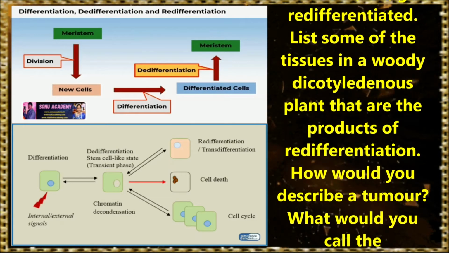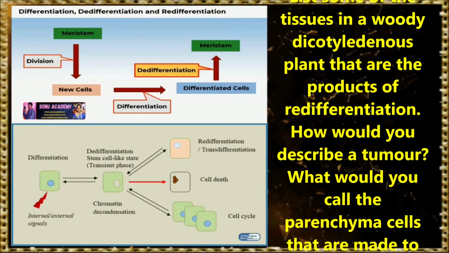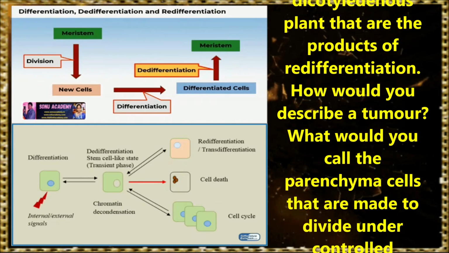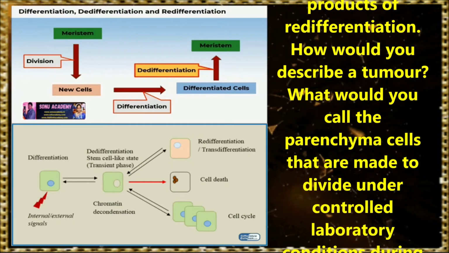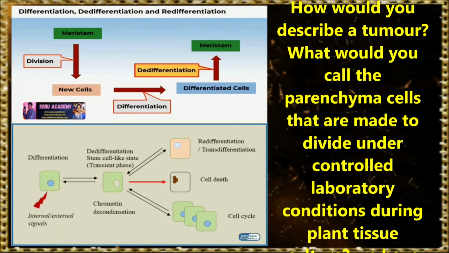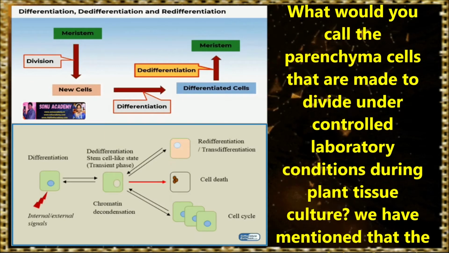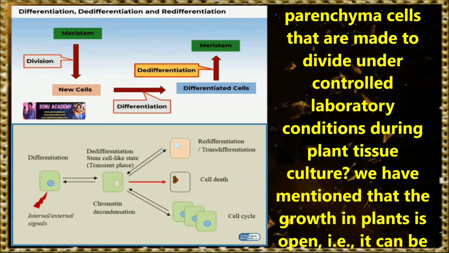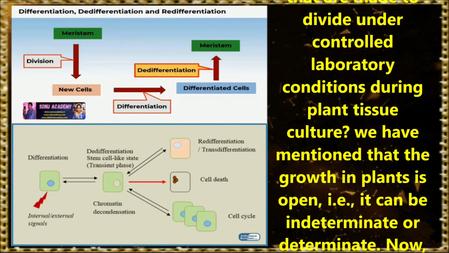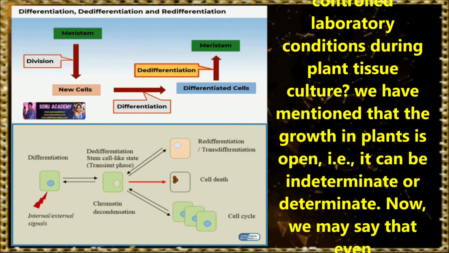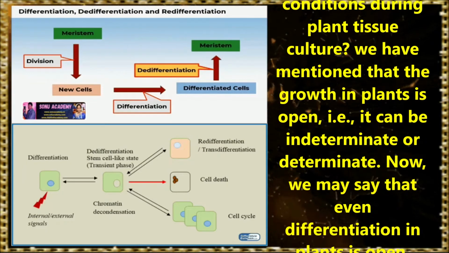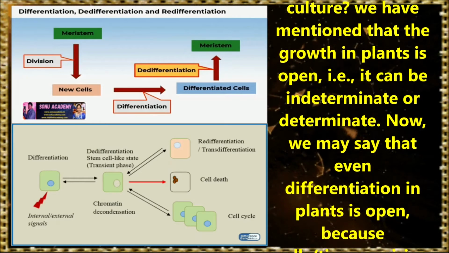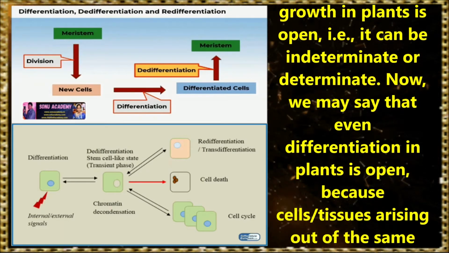List some of these tissues in a woody dicotyledonous plant that are products of redifferentiation. How would you describe a tumor? What would you call the parenchyma cells that are made to divide under controlled laboratory conditions during plant tissue culture? We have mentioned that the growth in plants is open, that is, it can be indeterminate or determinate.